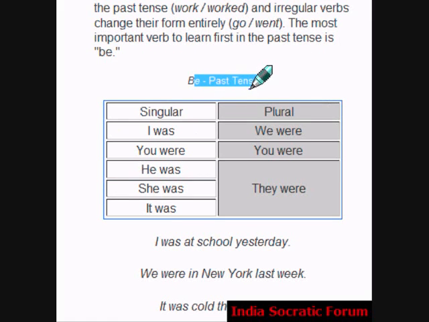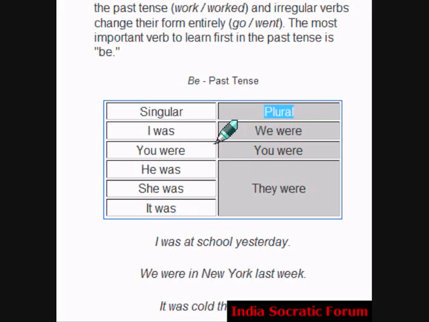Be, the past tense, singular. I was. You were. The past tense form of be is I was. I am becomes I was. You are becomes you were in the past tense. He is becomes he was in the past tense. She is becomes she was. It is becomes it was in the past tense.